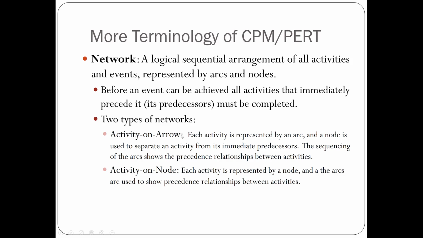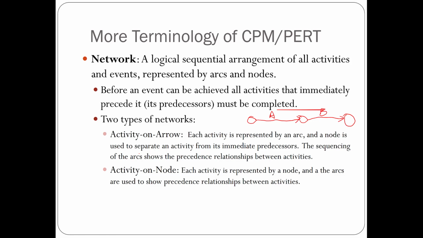In the activity on arrow method, each activity is represented by an arc. So you would draw an arc to represent an activity. And a node is used to separate an activity from its immediate predecessors. The sequencing of the arcs shows the predecessor relationships between the activities. So when you have an arc that represents one activity, you would connect it with two nodes to separate it from the next activity. So this would be, say, activity A, and this will be activity B.